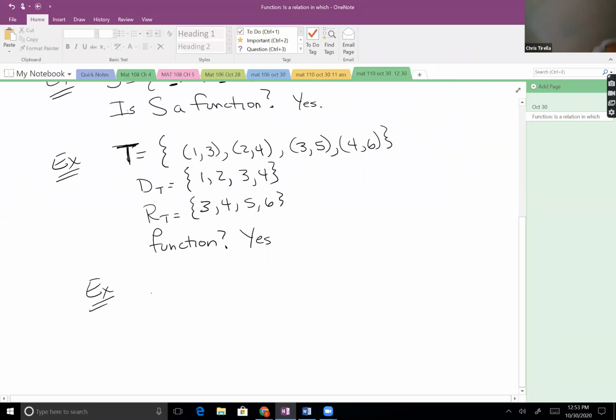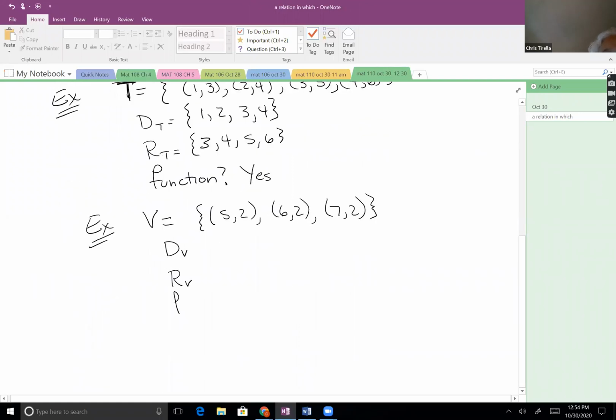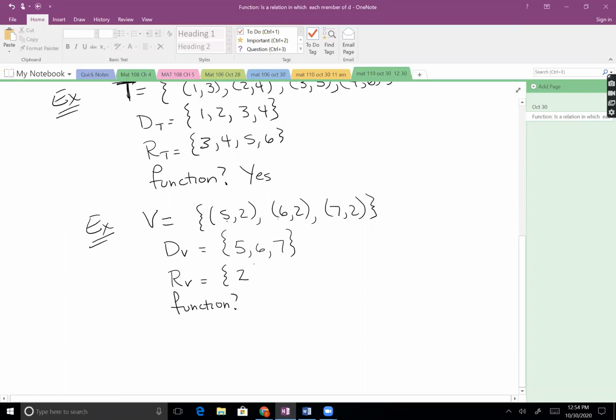Another example, let's have V be the set of ordered pairs 5, 2, 6, 2, 7, 2. And I want the domain of V, the range of V. And I want to know, is V a function? Domain would be 5, 6, and 7. Range would be 2, 2, and 2. So we're only putting that 2 in once. There's no need to repeat.